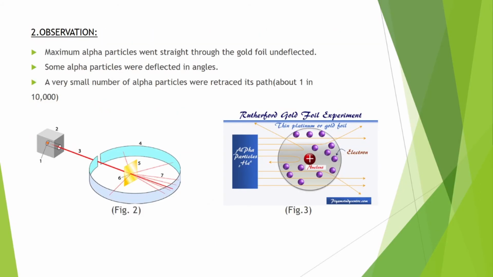After the experimental part, the next step is observation. The observation part includes the events observed during the experiment. In this part, it was found that most alpha particles coming out of the radioactive material, that is radium, passed straight through the gold foil, that is, undeflected. However, some alpha particles were deflected at some angle. A very few alpha particles, about 1 in 10,000, retraced their path.